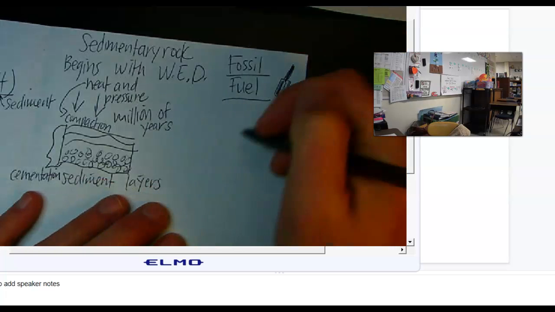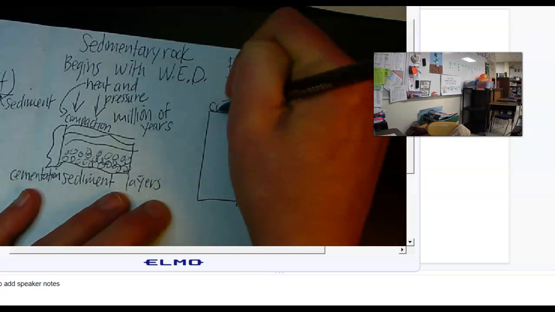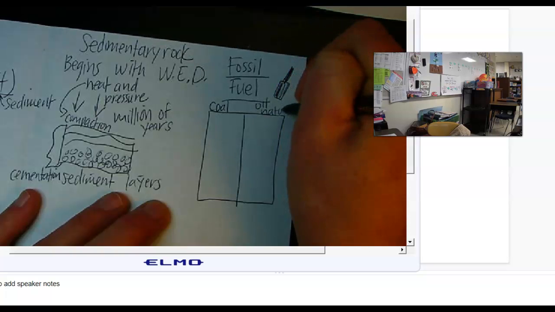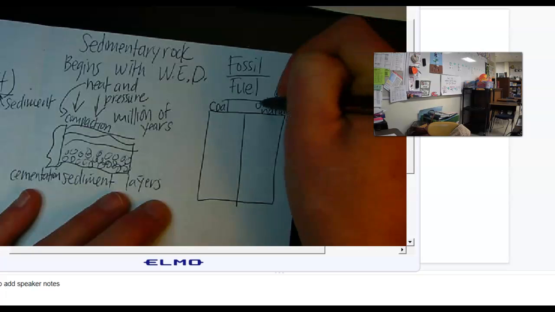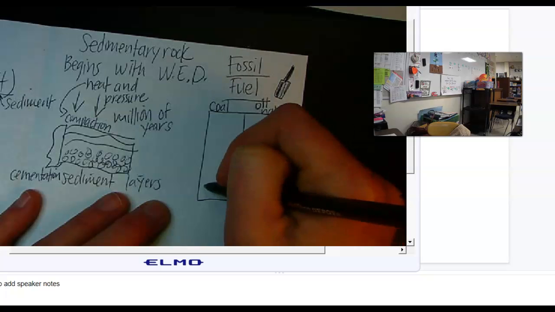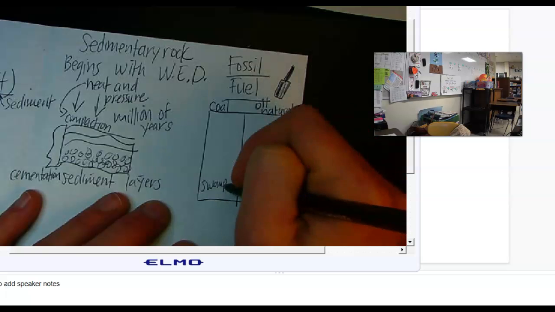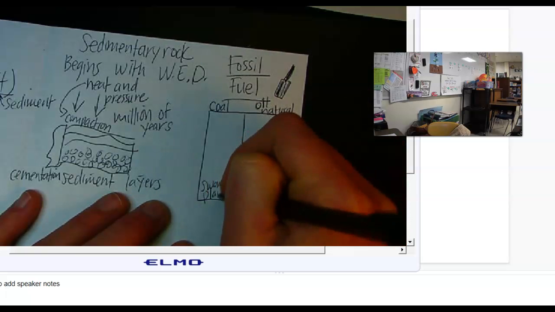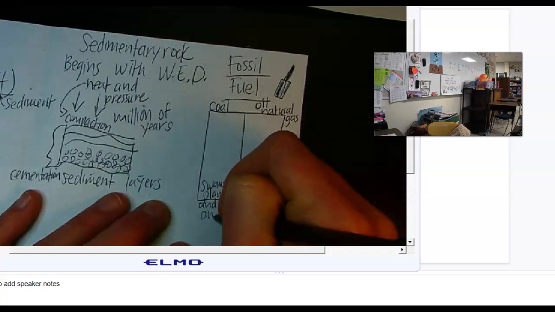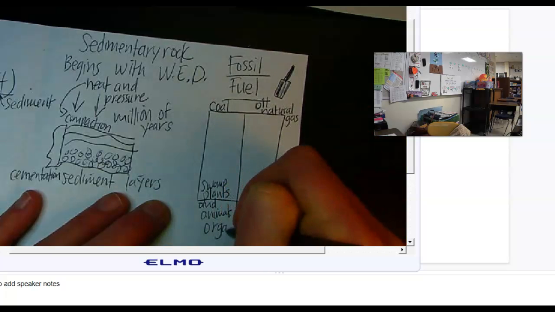And what happens, it's always formed. I'm going to show you two different kinds. So we have coal, which is a fossil fuel, and we have oil and natural gas. Those are fossil fuels. Coal always starts out with swampy plants and animals. This is what makes coal for us. So we have swampy plants and animals, what are called organic matter. This is organic matter.